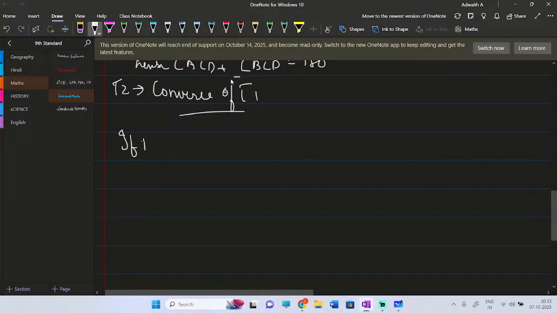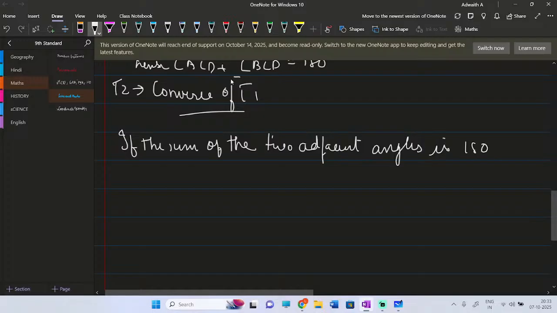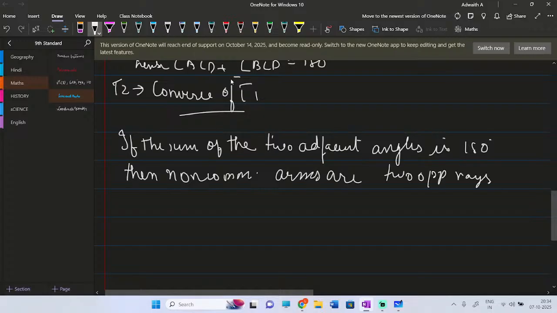If the sum of the two adjacent angles is 180 degrees, then the non-common arms are two opposite rays. Okay, this is question number 2, the converse of T1.